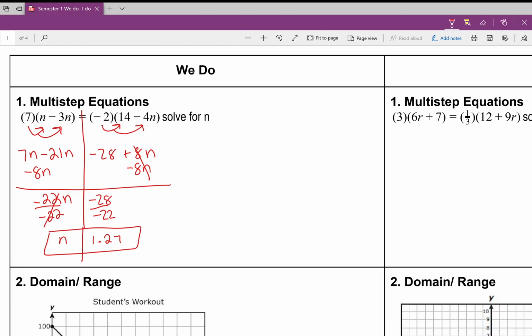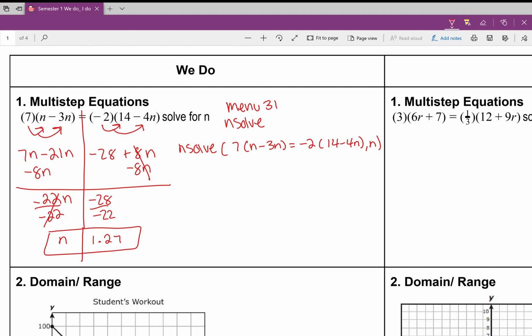Okay. Remember, we can double check this on our calculator using menu 3.1. So if you use menu 3.1, which is nsolve, if we were to type this whole thing into nsolve, just don't forget to do the comma n at the end. So it would be nsolve 7n minus 3n equals negative 2, 14 minus 4n, comma n. And then that should give you the same answer.